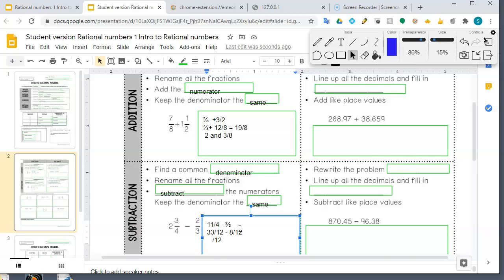And by the way, I'm going to hit the insert key every so often, so when I write, oh, it doesn't help here, never mind. So let's go ahead and do 33 minus 8, that should be 25. So we've got 25 over 12, which is equal to 2 and 1/12.